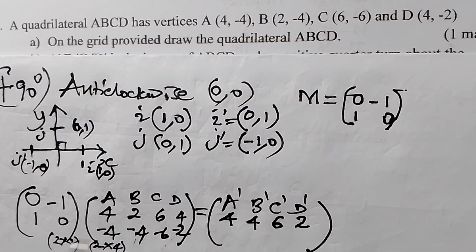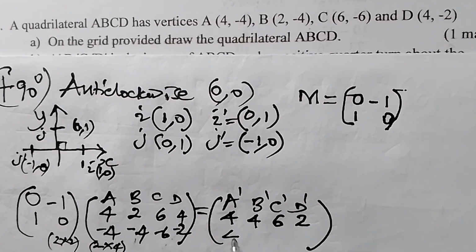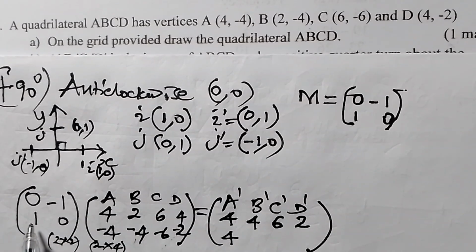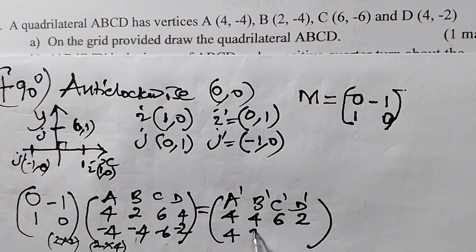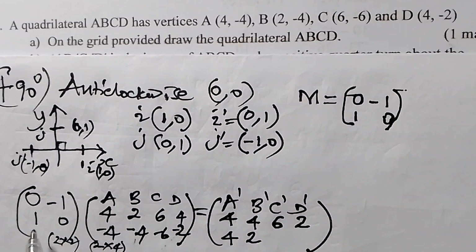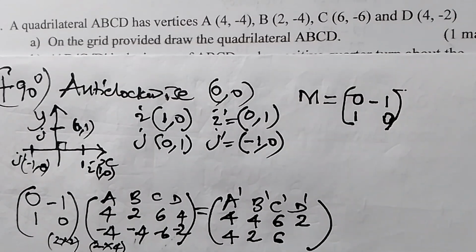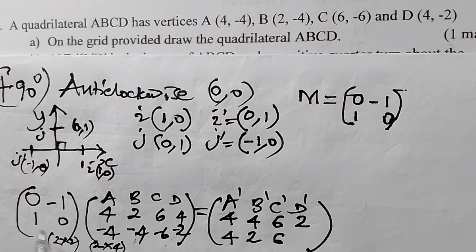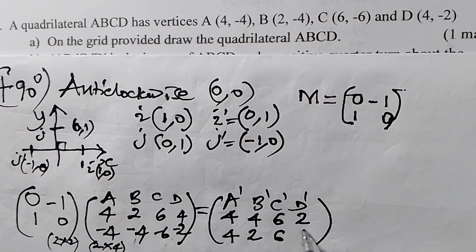In the second row, 4 times 1 gives you 4, 0 times negative 4 is 0, so 4 plus 0 gives you 4. 1 times 2 gives you 2, 0 times negative 4, 0, 0 plus 2, that is 2. 1 times 6 gives you 6, 0 times negative 6, 0, so 0 plus 6, that is 6, and 1 times 4 gives you 4, 0 times negative 2 is 0, so 0 plus 4, that gives you 4.